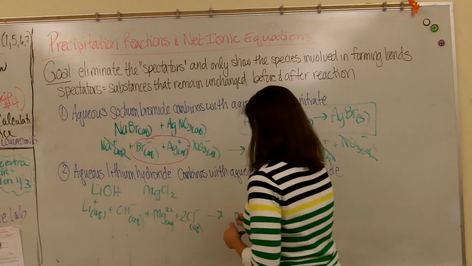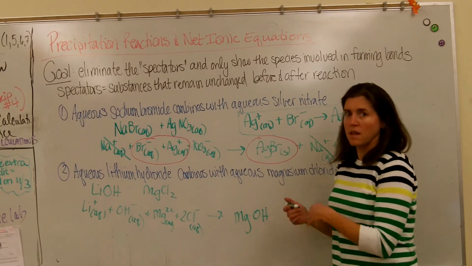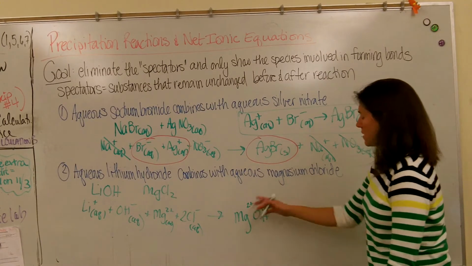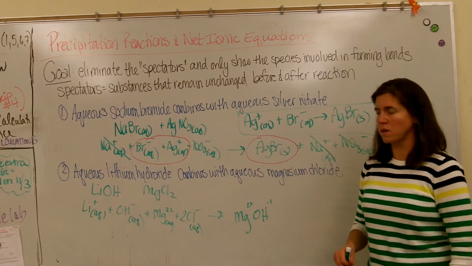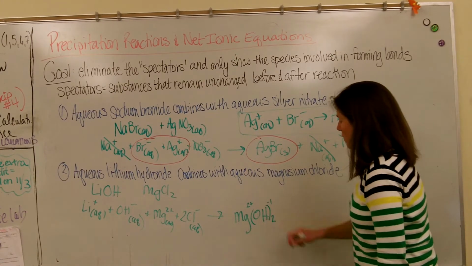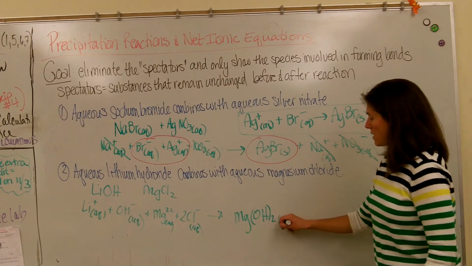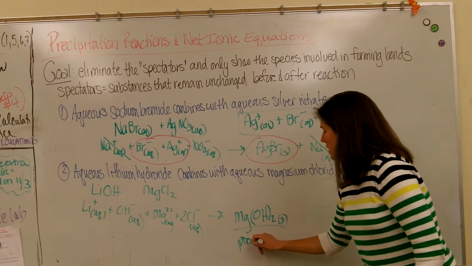So what happens is the magnesium and the hydroxide are going to stick together. When they stick together, keep in mind this is an ionic compound, so you have to consider charges. Magnesium has a +2 charge, hydroxide has a -1 charge. So if you do a little crisscross, you'll find that when they form a compound, they'll make Mg(OH)2. That is the solid that I formed, otherwise known as my precipitate.